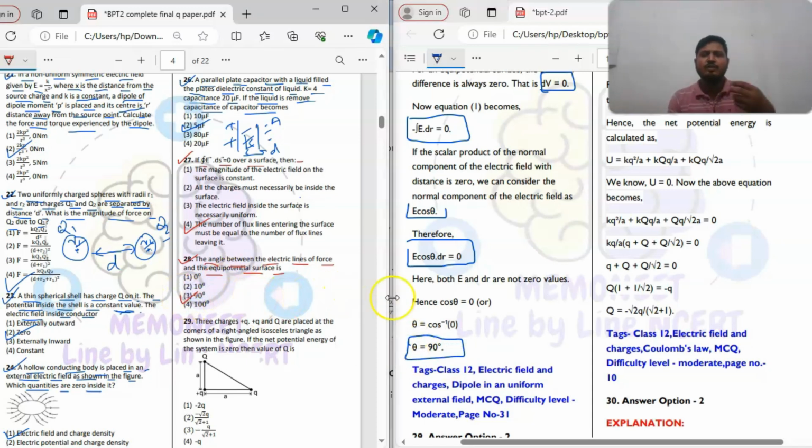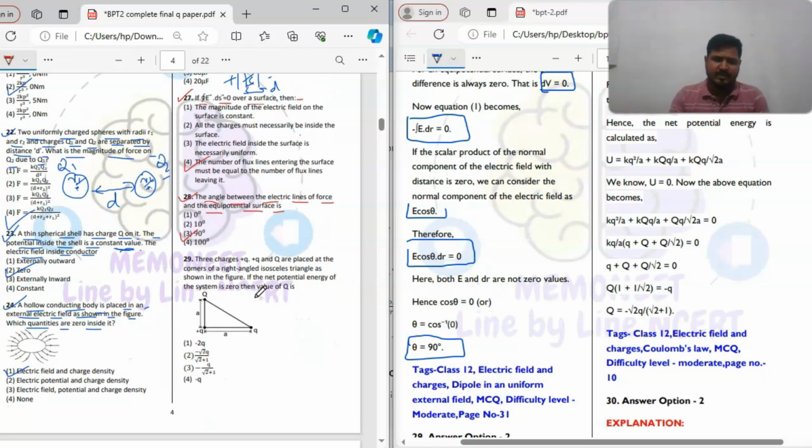Also, when we read about the equipotential surface, you know that electric field lines always make an angle of 90 degree with the equipotential surface. This is the property of equipotential surfaces, right?